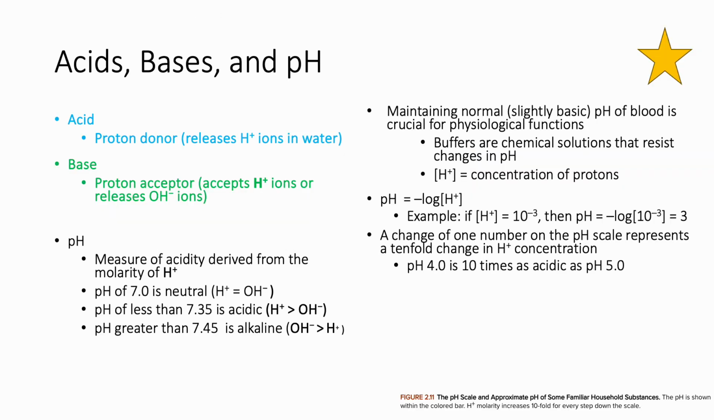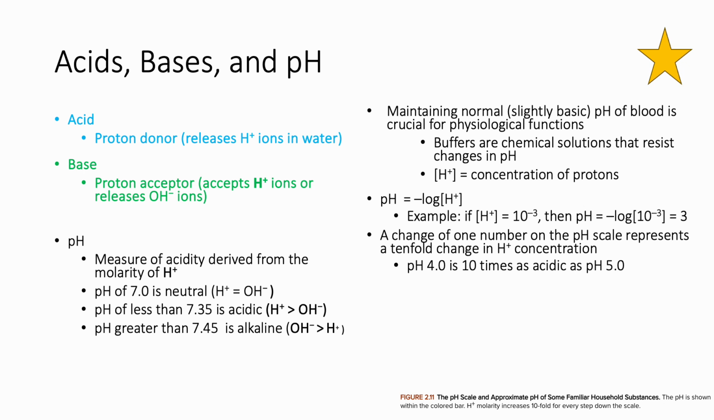Acids, bases, and pH. What is an acid? An acid is a proton donor. What is a base? A base is a proton acceptor. pH is a measure of the acidity derived from the molarity.